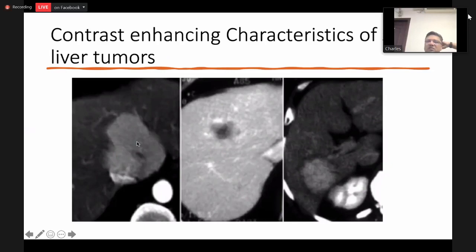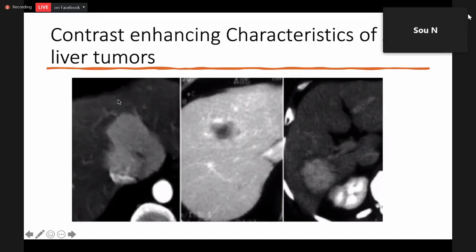And so most of the tumors light up in the arterial phase. You can see this is the arterial phase. You see the aorta here, it's bright, and you see the liver. Liver is not.